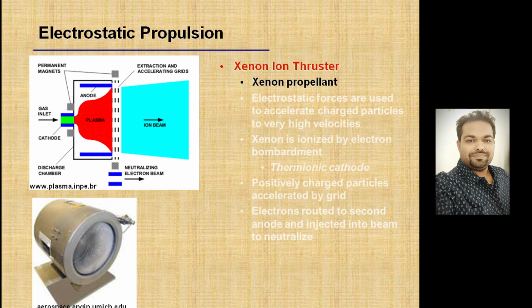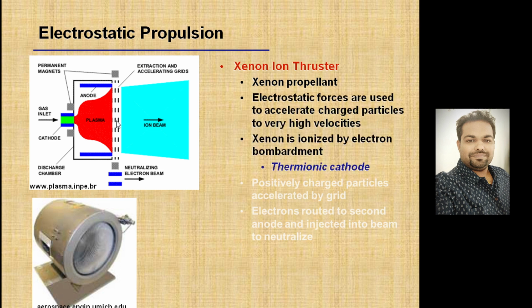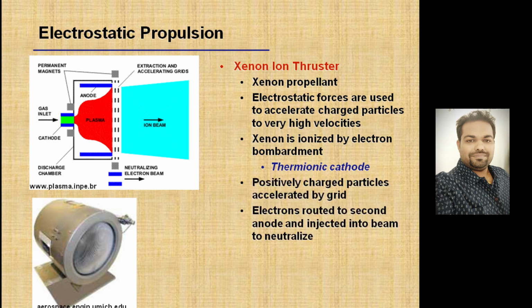particularly the plasma, in one direction. Electrostatic forces are used to accelerate the charged particles. These are the charged particles generated here. They go through this screen and accelerate at high velocity, and you get the thrust. Clear? Xenon is ionized by electron bombardment through the cathode tube. The positively charged particles are accelerated by this grid. They go through this grid, accelerate, and are expelled out of it, and you get the thrust in the opposite direction.